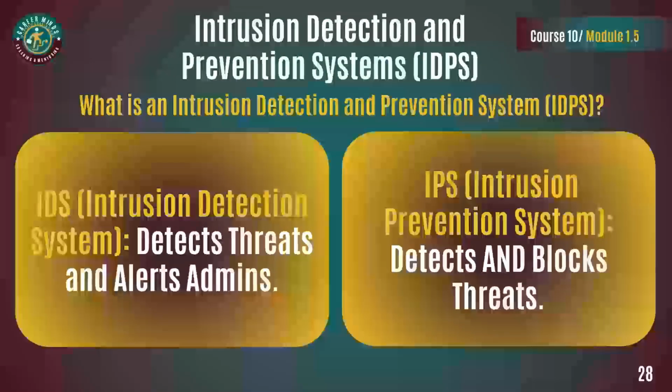It only warns you. And then we have the IPS, which is the intrusion prevention system. This is like having a security guard who jumps into action if someone tries to break in. It doesn't just see the threat, it blocks it in real time. So in the cybersecurity world, an IDPS, which is a combination of IDS and IPS, monitors systems and network traffic for suspicious patterns, unauthorized activity, or even known attack methods.